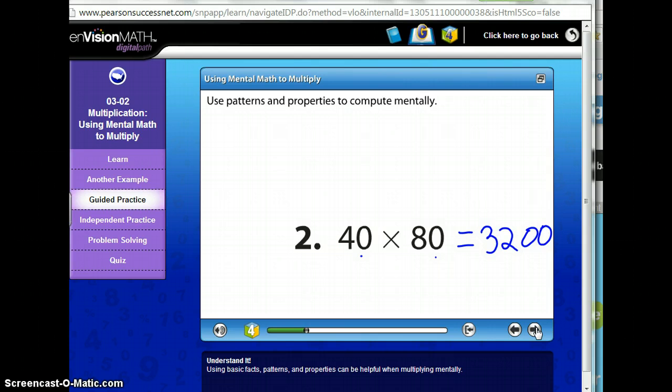Now, some people might say 3,200. Others might call this answer 3,200. Is there a right way or a wrong way? No, there isn't.